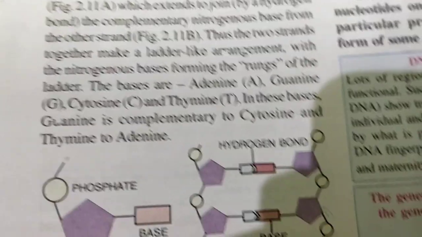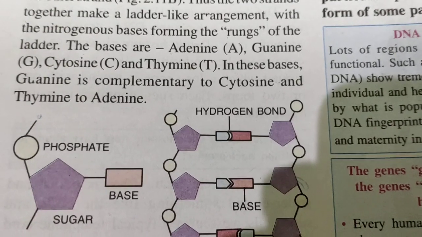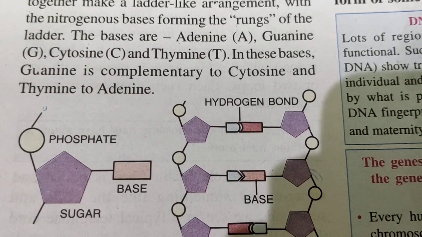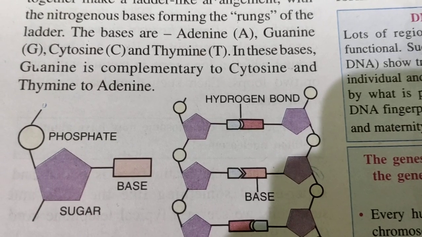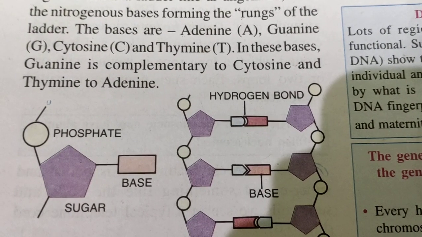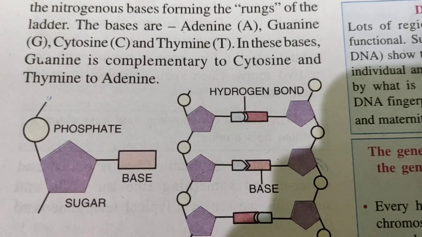Now, what are these nitrogenous bases? Adenine, guanine, cytosine and thymine. In these bases, guanine is complementary to cytosine and thymine is complementary to adenine.